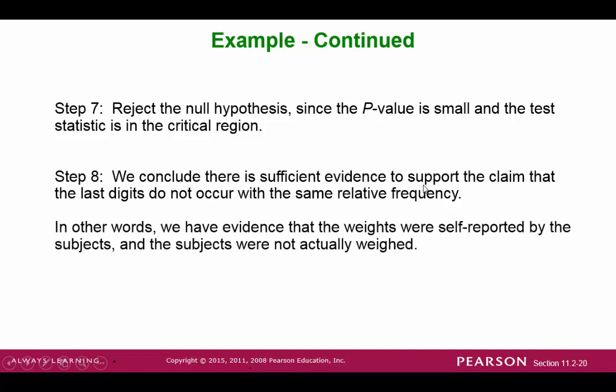So in other words, we have evidence that the weights were self-reported and the subjects did not actually weigh what they reported. They rounded to the nearest 0 or 5 for their last digit. Okay, that's the end of section 10-2.